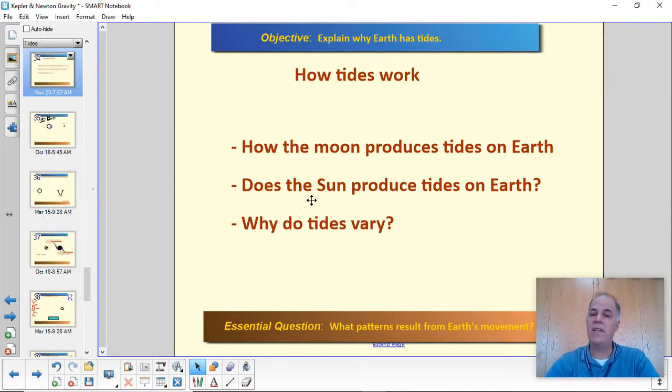And we're going to look at the idea of whether or not the sun actually produces tides on Earth as well. And if not, why not? And if so, how much? And then finally, what are all the different reasons that tides vary? Because as you probably know, the water rises and falls a couple times every day. And the times of the high tide and the low tide vary from day to day. It's very predictable, but it's continuously changing.